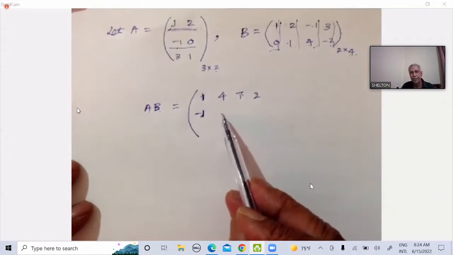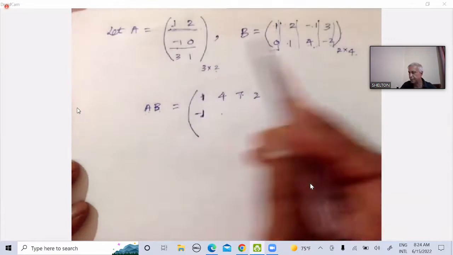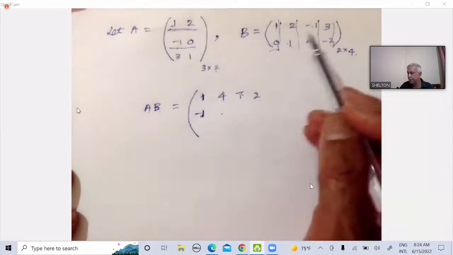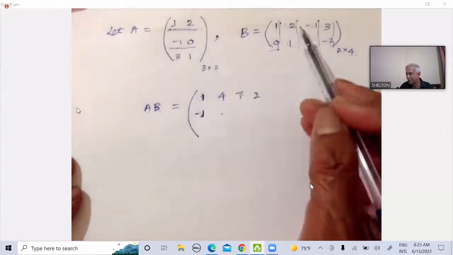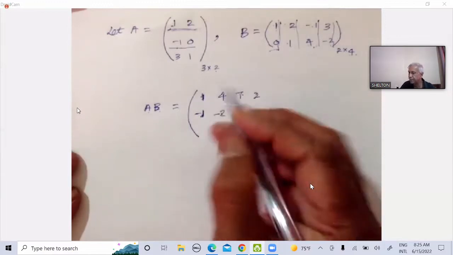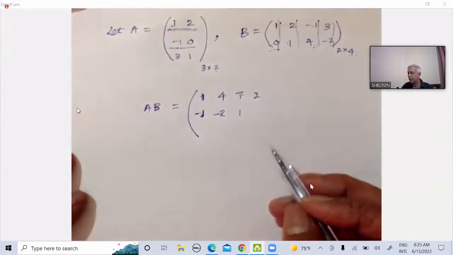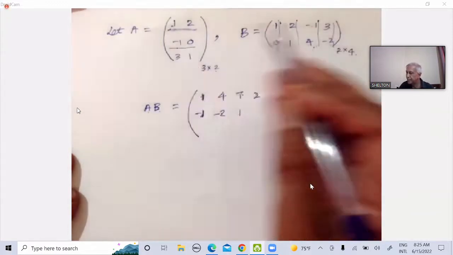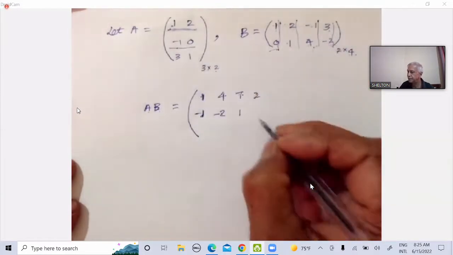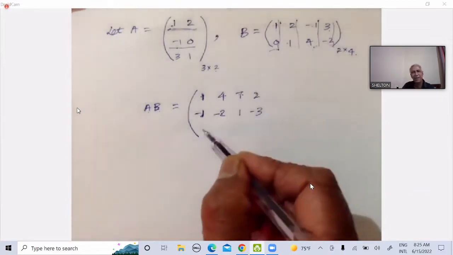Can somebody tell me this entry? What is the place? Second row, second column. So from the first one, the second row, from the second one, the second column. So -2. The other one is 0. This times this, minus 1 plus 1. This times this, -3 -3, 0. That is -3. Then somebody tell me this entry.